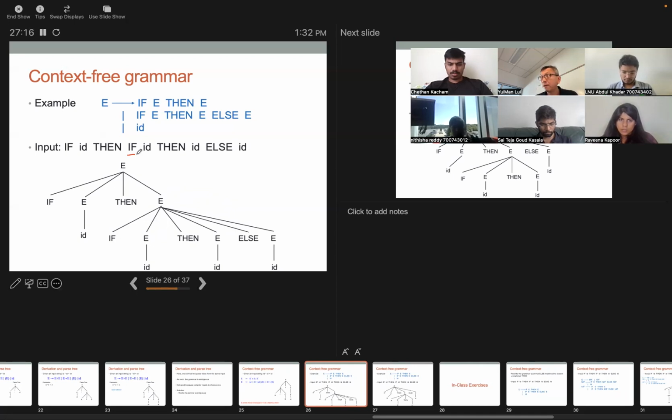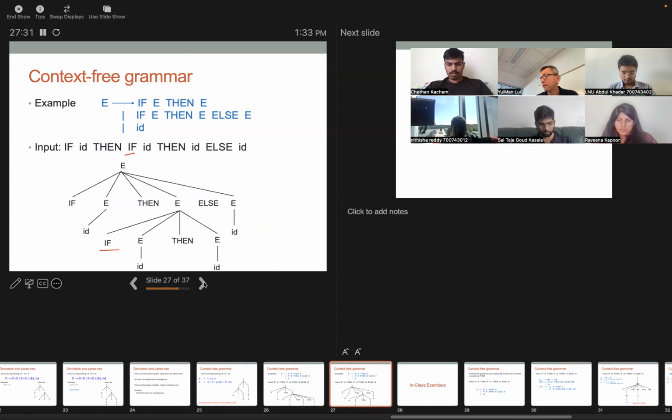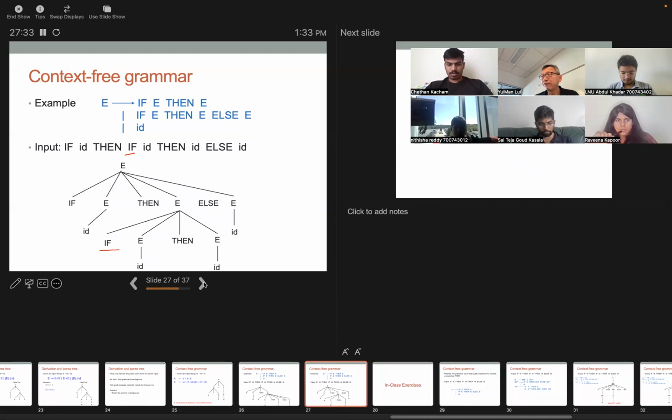Okay, so both of these variations match our input. Agree? However, look at this tree. They're different, right? Two different parse trees for the same input. That means this is ambiguous. Everyone agree? They are ambiguous.